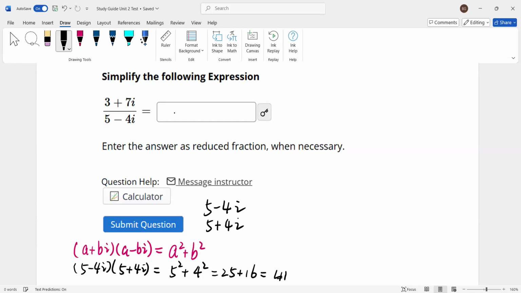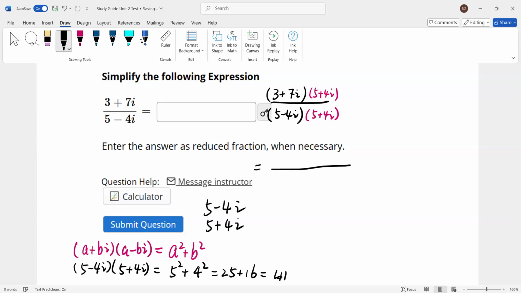So when we divide 2 complex numbers where the denominator's real part is non-zero and the imaginary part is also non-zero, the way we process the quotient is to multiply both top and bottom by the conjugate of the denominator, which is 5 plus 4i in this case. The denominator is 5 minus 4i times 5 plus 4i.